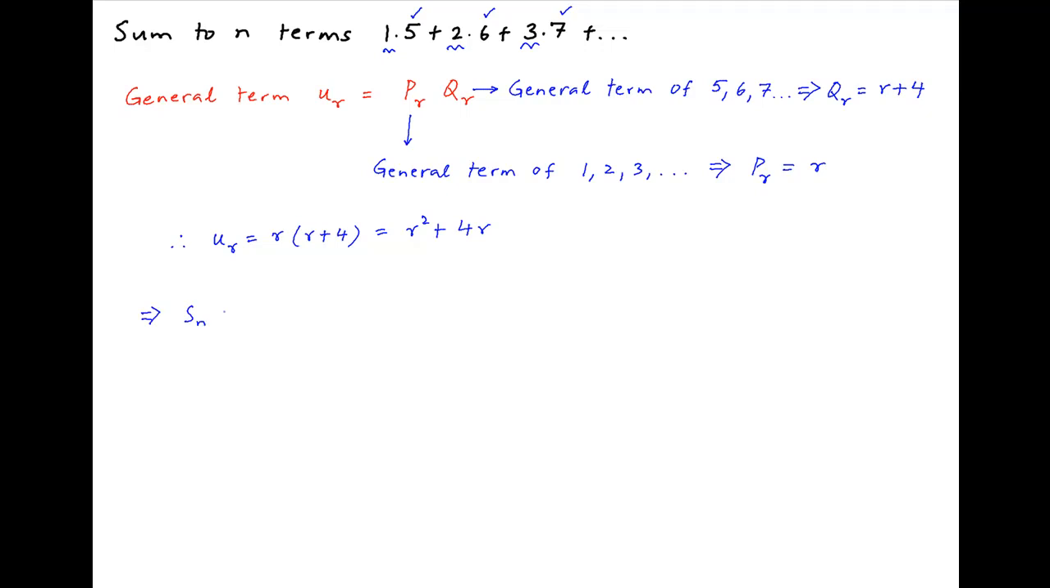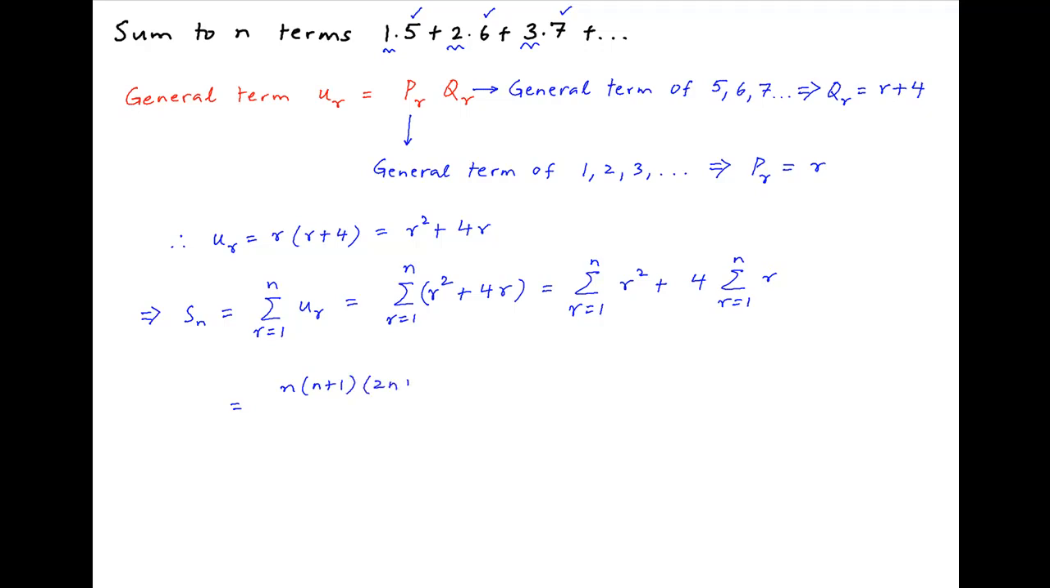The sum to n terms of the given series, say we denote it by S_n, can be obtained by summing the general term U_r, where r varies from 1 to n. Plugging in the value of U_r obtained above, we get summation of r square plus 4r, which can be written as summation r square plus 4 times summation r, where r varies from 1 to n.